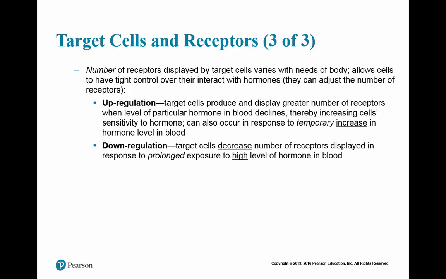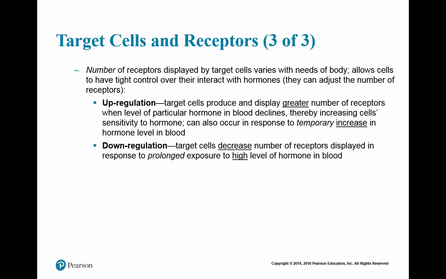Cells can control how they interact with hormones by changing the number of receptors that are displayed for the hormone to bind to. Upregulation occurs when they produce and display more receptors. And so that increases that cell sensitivity to the hormone. It raises the hormone level in the blood.